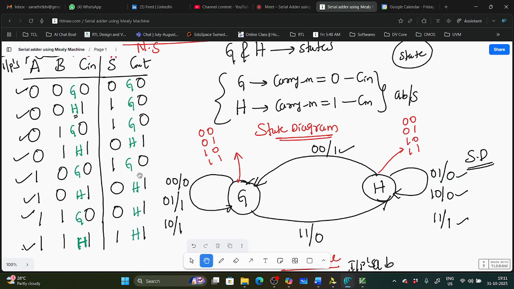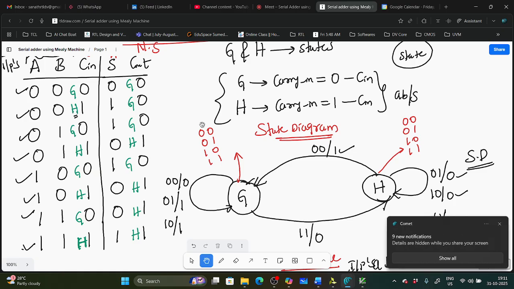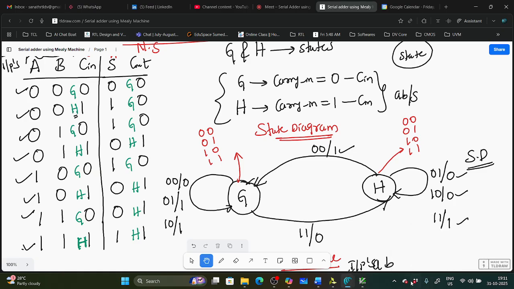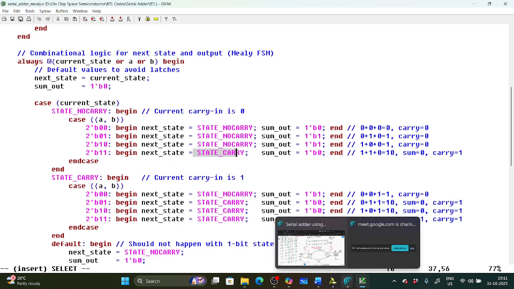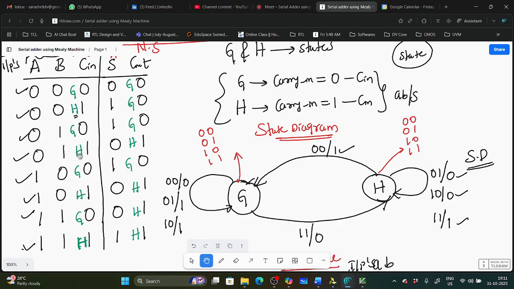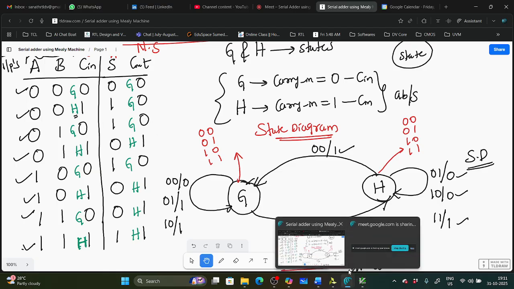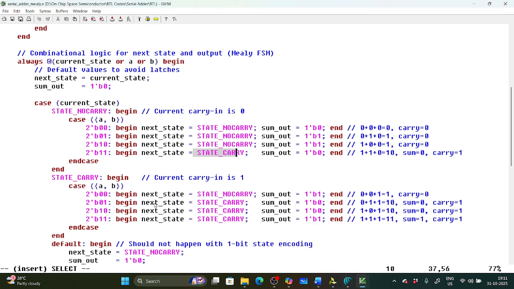See here, if you see the diagram, this one. And next, you see when it is 0, 1, 1, you are getting sum 0, carry 1. So 0, 1, 1 means what? Begin next state, that is state carry. So 0, 1, 1, that means present state is H. It is going to the next state, same state. Next state equal to state carry only.